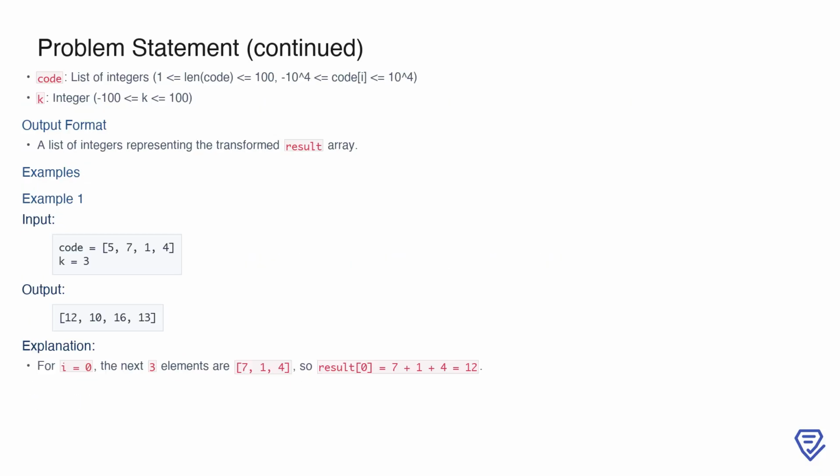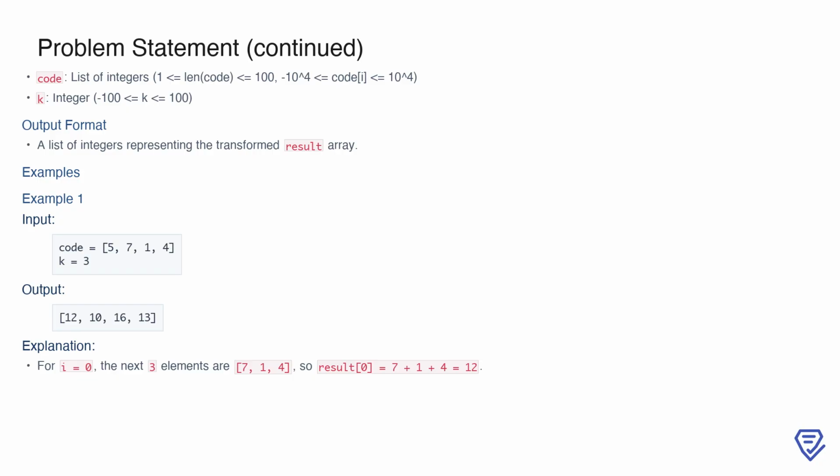The input to the function consists of two parameters, the code array and the integer k. The code array has a length between 1 and 100, and each element in the array is an integer in the range from -10,000 to 10,000. The key, k, can be any integer between -100 and 100. The output of the function is a list of integers, which represents the transformed result array after applying the given rules. To understand how this works in practice, let's look at some examples.